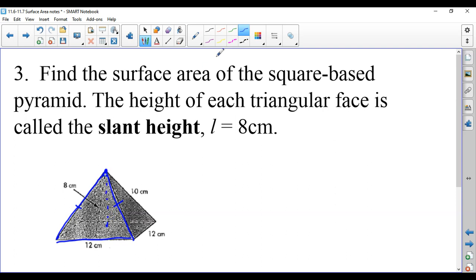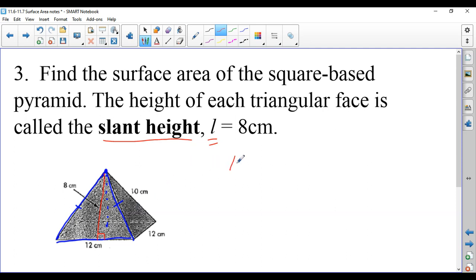Now, what's labeled as 8 here is the height of the isosceles triangle, and that would be the same on every face. So that height of this triangular face is called the slant height of the pyramid, and we use a lowercase l for slant height. So slant height is the height of the lateral face, the height of those triangles.